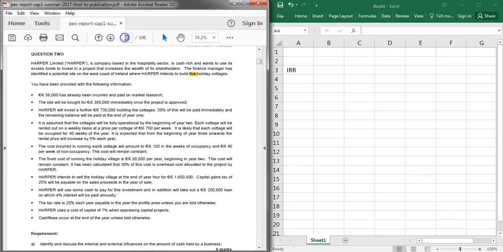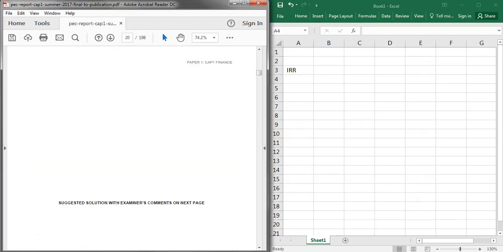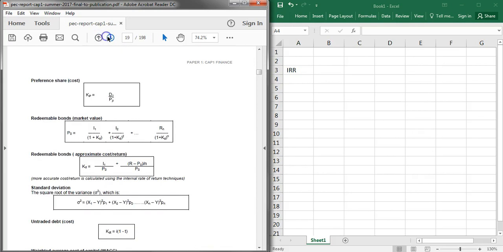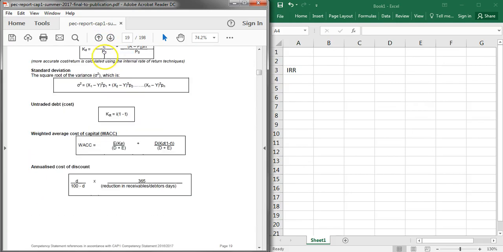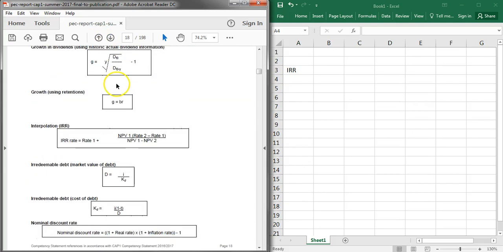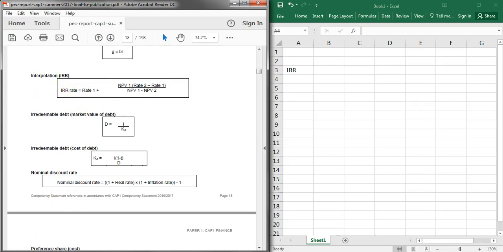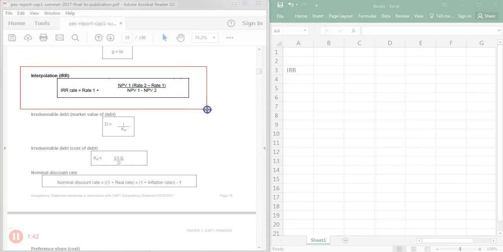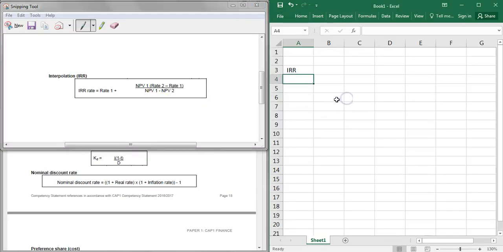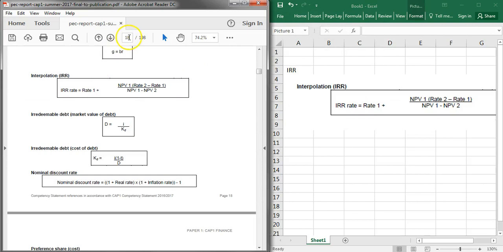So if we go back here, just bear with me a second, and I'll get the formula. You're given the formula in the notes. Find it here. This one here. So we're just going to take that. So I'm just going to snip that to bring it in. So you have the formula. So you know what you have to do. You know what you need.